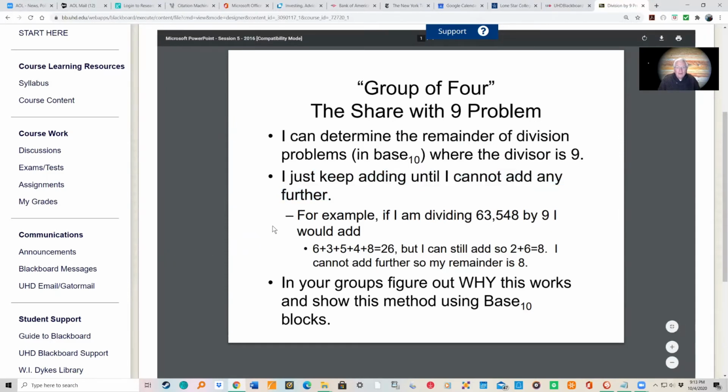So, for example, if you were dividing 63,538 by 9, what he would do is add each of these place values together, 6 and 3 and 5 and 4 and 8 to get 26, and then still recognize that the 2 and the 6 can be added up to get 8. And so the remainder is 8.